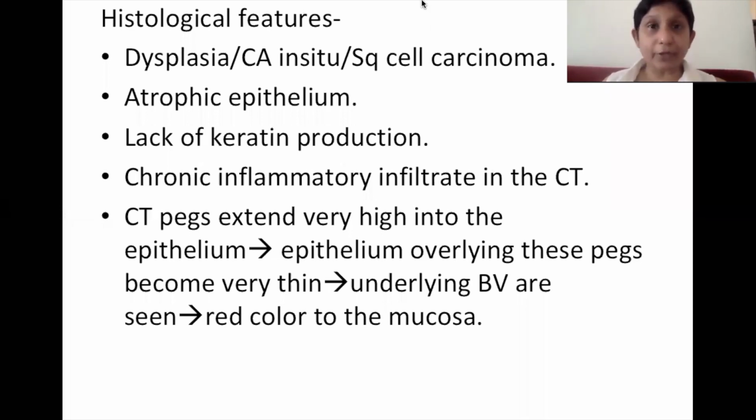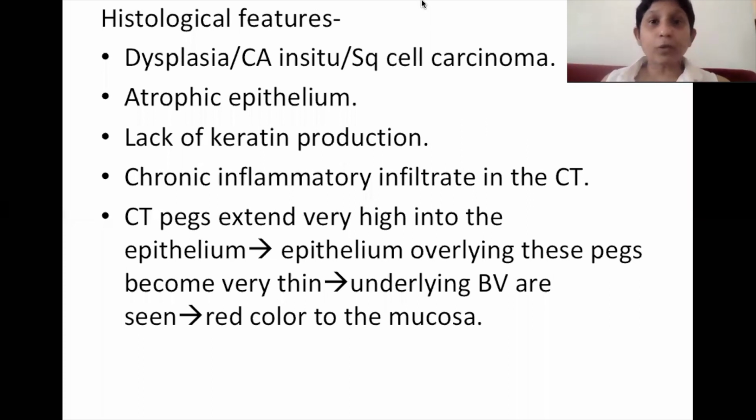the treatment will differ. If it is a squamous cell carcinoma and a red lesion, the entire tongue will be removed. But if it is just a dysplasia or a carcinoma in situ, only that area of the tongue will be removed. The rest of the tongue will be available for the patient. All right. So you have to be very correct in your diagnosis.